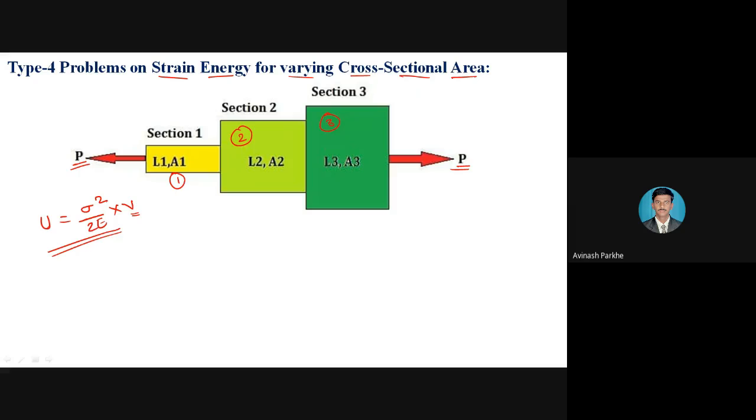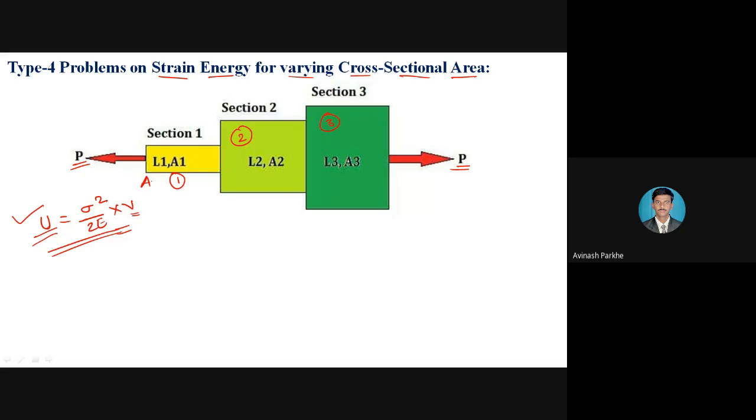Up till now, we have used this single formula for the calculation of strain energy in a single section only, because whatever bar was given in type number 1, type number 2, and type number 3, only a single bar was given. Now in this type number 4, we have to use the same formula to calculate the total strain energy stored in this particular bar.